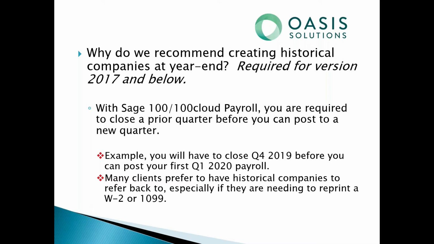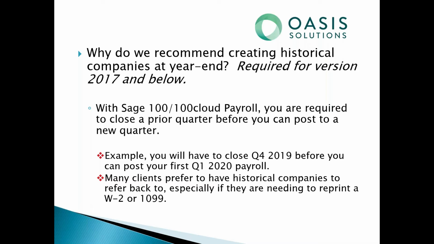If you are on version 2018 or 2019, which is considered Payroll 2.0, that is not mandatory any longer because Sage now stores the history and the data differently, and it doesn't wipe it out when you do a year-end or period-end close.